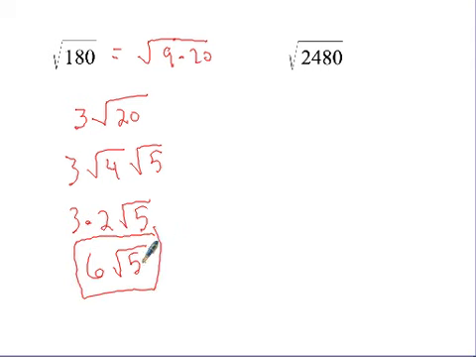Why'd you pull out 4 and 5? 4 times 5 is 20. Yeah, but why'd you choose 4 and 5? Because 4 is a perfect square. If you use 2 and 10, then you don't have a perfect square.